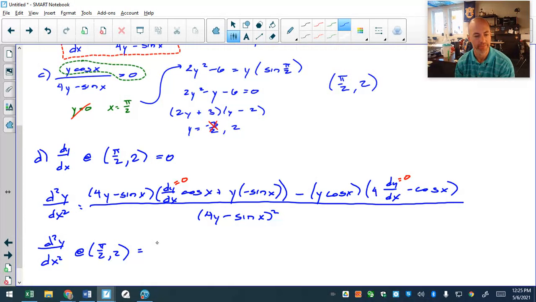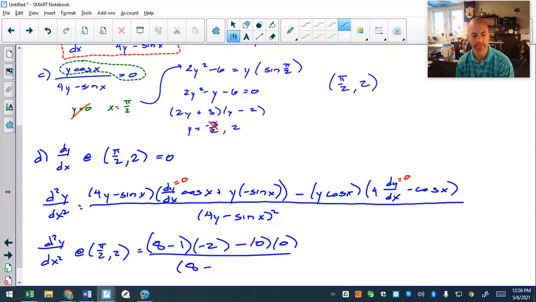And so I would have 4 times 2 is 8, minus the sine of pi over 2, which is 1. I have 0 times cosine x, I'm not worried about that. Y is 2, sine of pi over 2 will be 1, so that's going to be a negative 2 for this piece. Minus cosine of pi over 2 is 0, and after that, I don't care about the rest. That's actually going to be 0 anyway. All over my denominator, 4 times 2 is 8, minus sine of pi over 2, which is 1, squared. So I have 7 times negative 2, which is negative 14, over a positive.